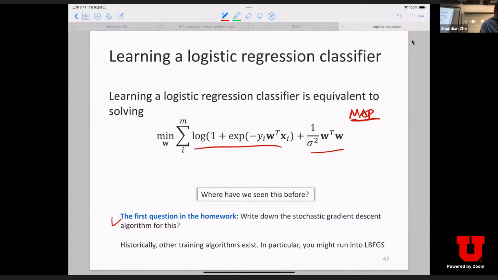And in our homework, you get some bonus points. If you want, you can try to use stochastic gradient descent to minimize this objective function. You should be able to write down the stochastic gradient descent algorithm for this training. Historically, we can also choose other training algorithms; we don't necessarily stick to stochastic gradient descent. You can use L-BFGS or any other gradient-based approach because calculating this full gradient is relatively easy. Any questions so far?